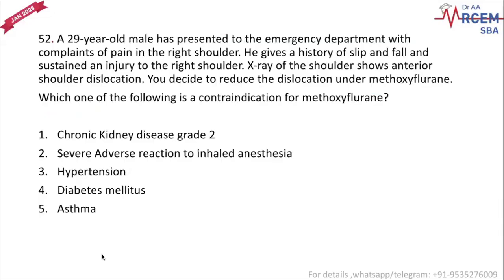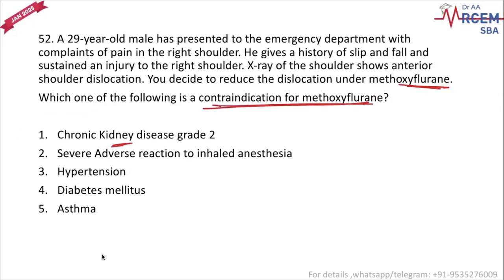A 29 year old male presented to the ED with complaints of pain in the right shoulder. He gives a history of a slip and fall and sustained an injury to the right shoulder. X-ray of the shoulder shows anterior dislocation. You decide to reduce the anterior shoulder dislocation using methoxyflurane. What is the contraindication for methoxyflurane?